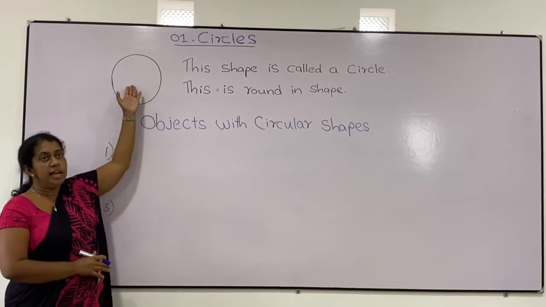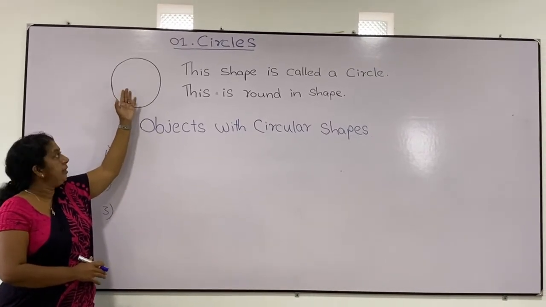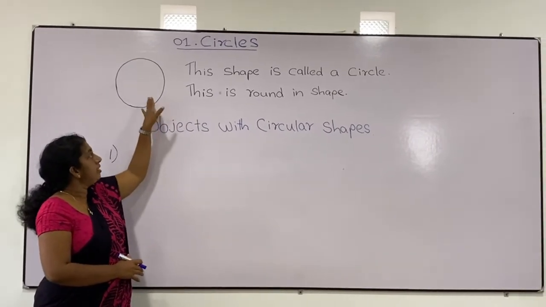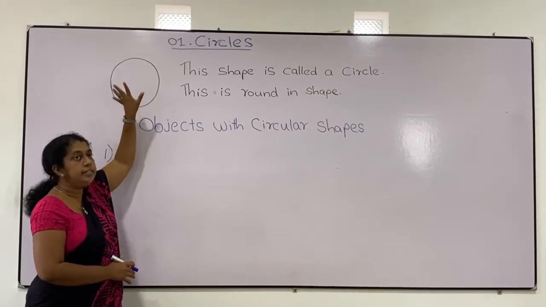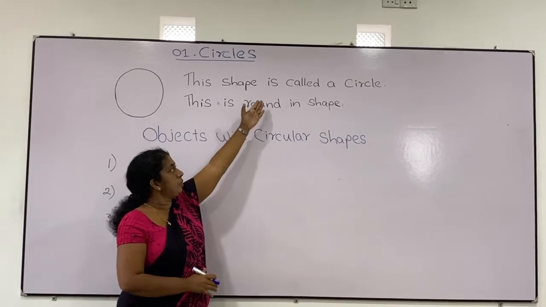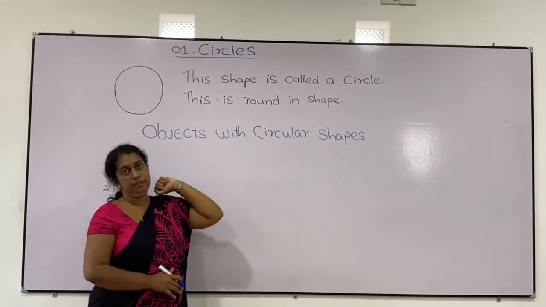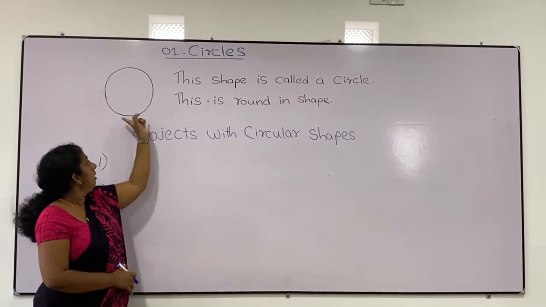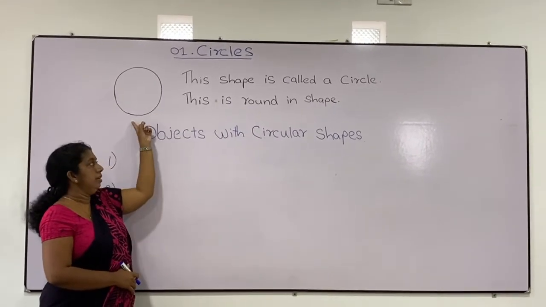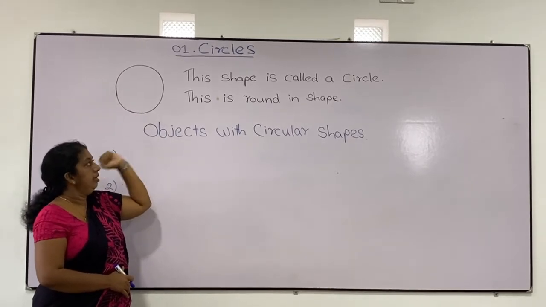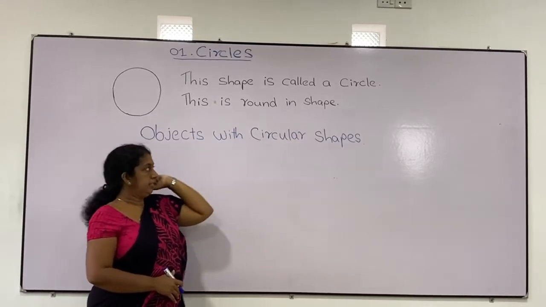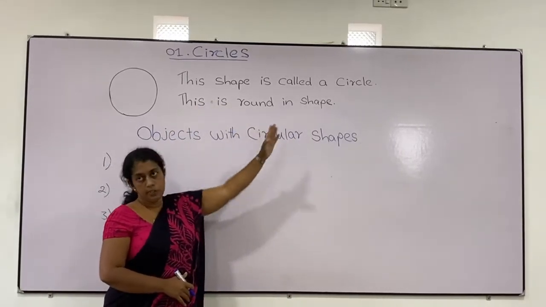Now here you can see a figure. I think you all know what this figure is. Right? This shape is called a circle. And you can see there is a curved line here. So we can say this is round in shape.